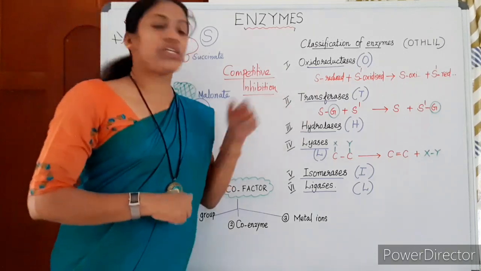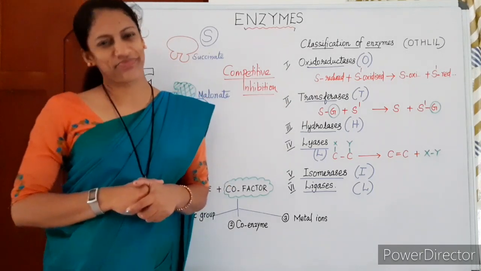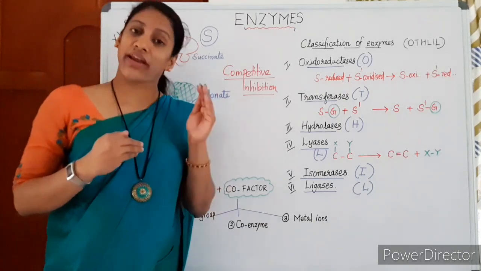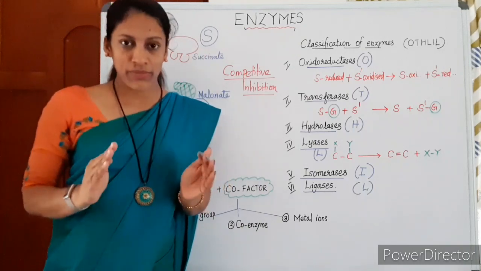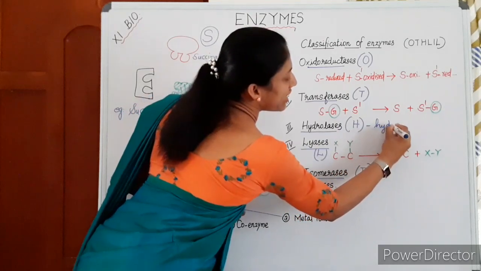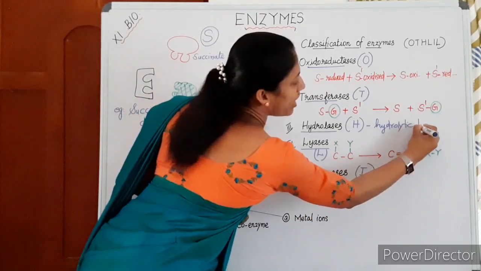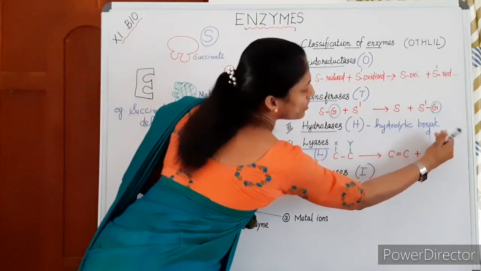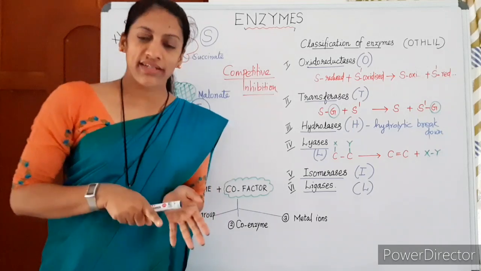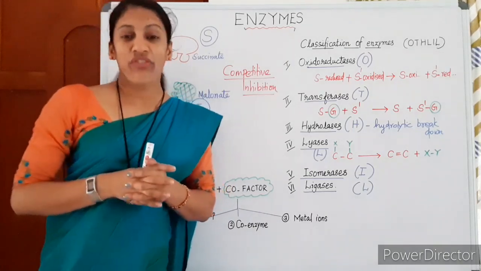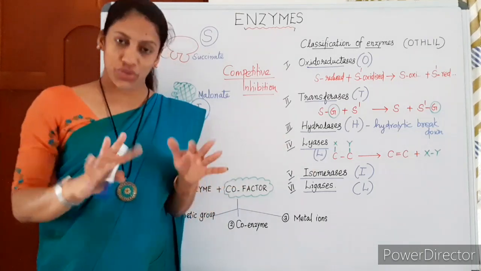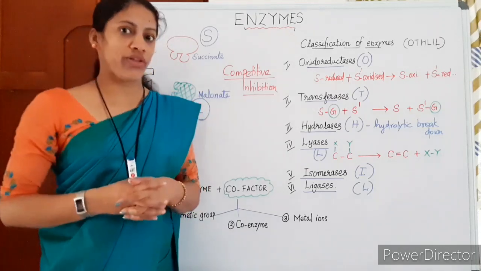Then the next group, hydrolases. You are very familiar, you are going to study about the number of types in this year and next year. Hydrolases are the enzymes which catalyze hydrolytic reactions. Hydrolases are the enzymes which catalyze hydrolytic breakdown of substrates. One bond is broken and it's producing other 2 products by hydrolysis, by the removal of water.